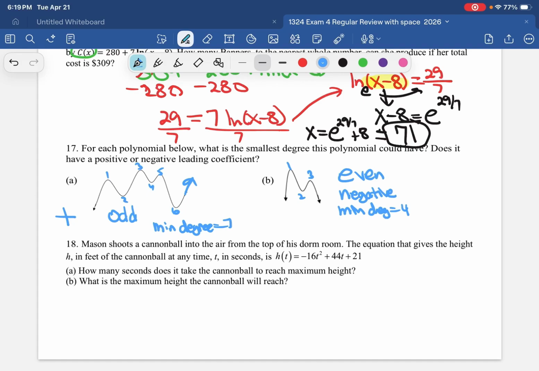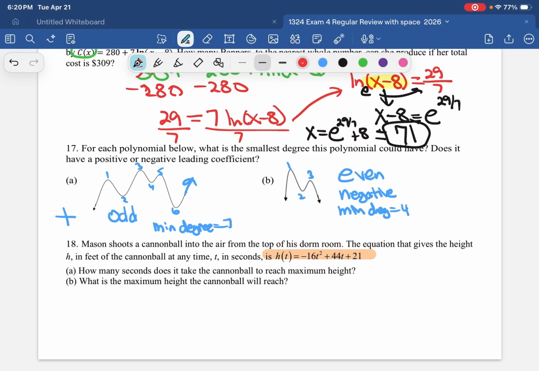Number 18 says, Mason shoots a cannonball into the air from the top of his dorm room. The equation that gives the height, h, in feet of the cannonball at any time is given by this equation right here. It says, how many seconds does it take the cannonball to reach maximum height? What is the maximum height?